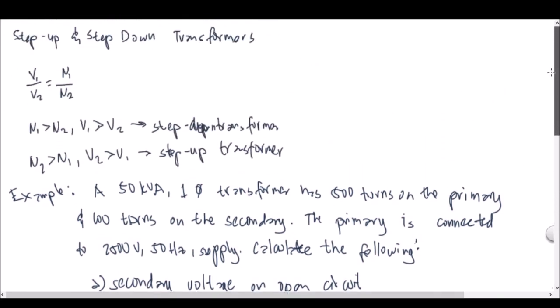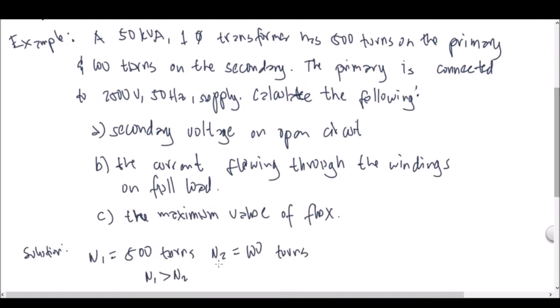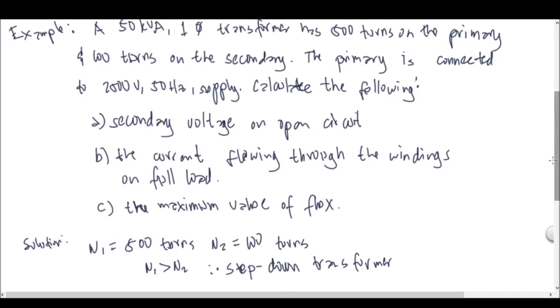If that's the case, going back up to the earlier rule, we could say that our transformer is a step down transformer. So by that we could predict that our secondary voltage will be less than our primary voltage. From the problem, we can also see that our primary voltage is E1, not E2. Because our primary is connected to the 2500 volt supply, that will be our primary voltage.